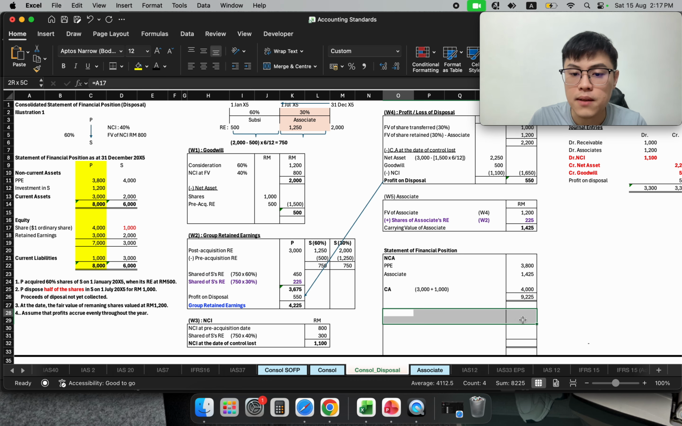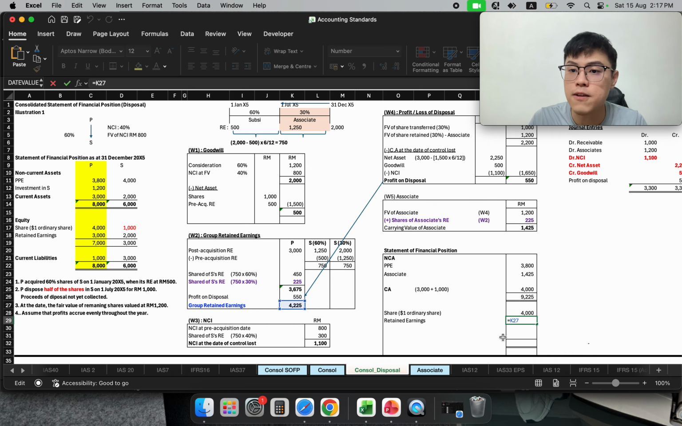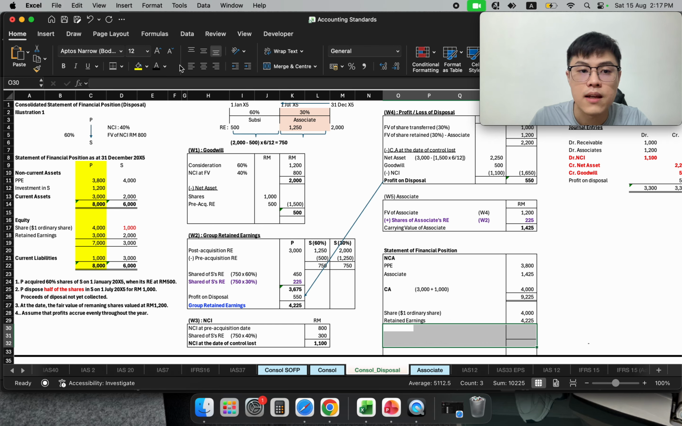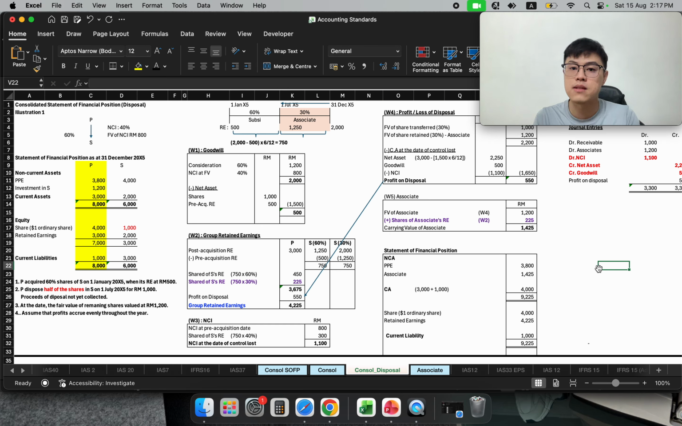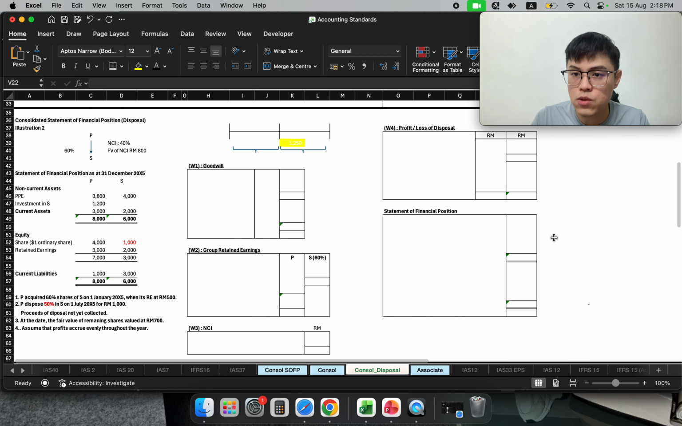And we will have our equity, which we are going to put 4,000. And the group retained earning 4,225. And lastly, my liability. And you will balance. So this is how we do the subsidiary to associate. What about when we are doing subsidiary, disposing of a certain part of the shares, but they are still considered subsidiary? Or it could be subsidiary changed to investment, meaning they go one level beyond the associate. Now let's look at the second illustration. The second illustration will be subsidiary to subsidiary.